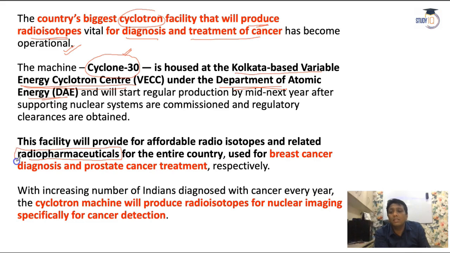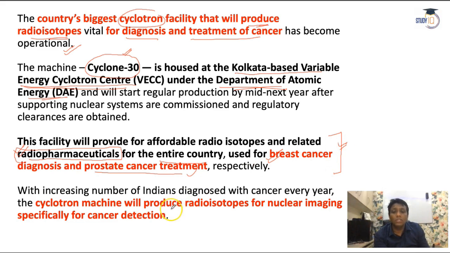As I told you, guys, it is in the radiopharmaceutical sector. Radiopharmaceutical means the medical sector, where radioisotopes are used. Radioisotopes mean alpha, beta, gamma types of radiation. These will be utilized for the entire country at a very cheap price against many diseases like breast cancer diagnosis and prostate cancer treatment. In all these cases, the Cyclone 30 machine can be used.